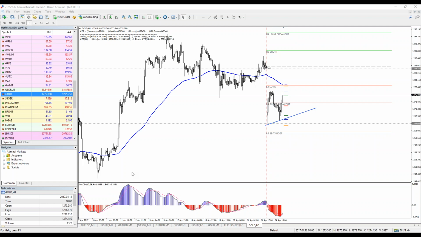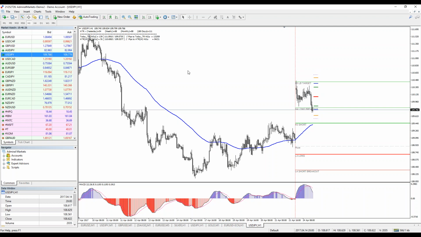Okay, the question is dollar yen. Yes, I will show you dollar yen right away. Again, guys, all these pairs have a gap on them. So you need to actually wait until gaps are closed or the pair comes in the vicinity of a gap.